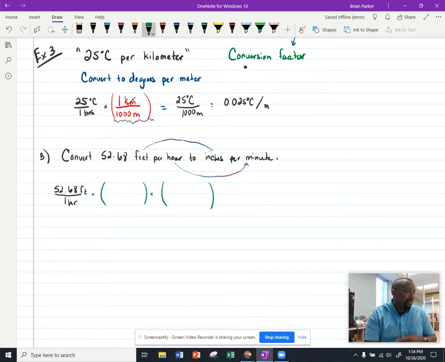So let's look at what these should probably be. So let's say I want to change the feet first. Okay, so this will be my conversion for feet. So if feet is on the top before, this time feet's going to have to be on the bottom, right? So we said that.